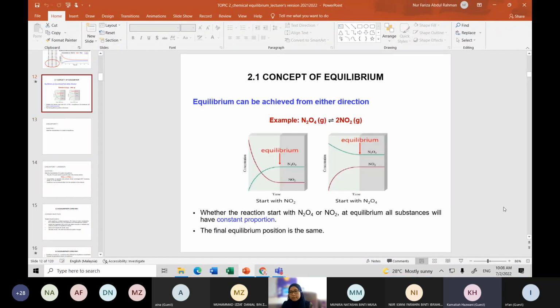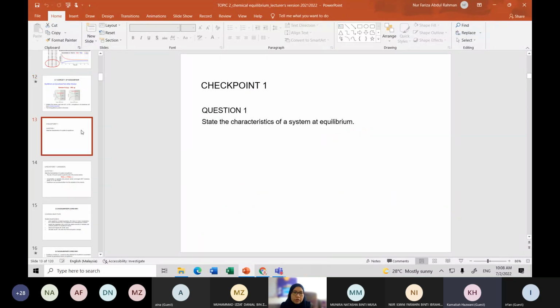Okay, so in our previous lecture, which was last week, we discussed the concept of equilibrium. What are the characteristics of equilibrium, and how do we know whether equilibrium has been established or not? Those are considered the introduction of equilibrium. All right, we have one checkpoint that we haven't discussed.